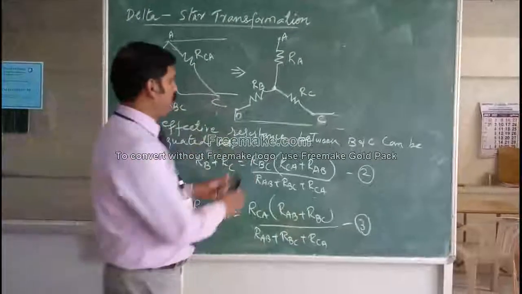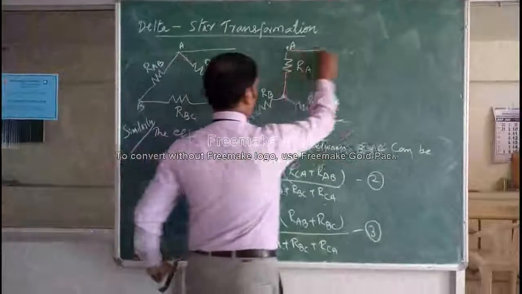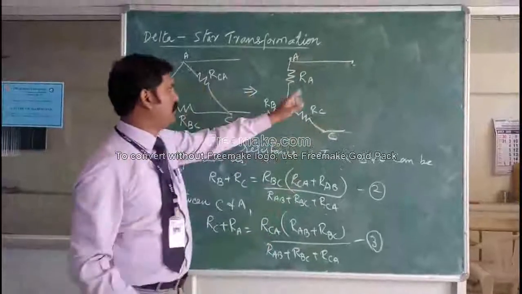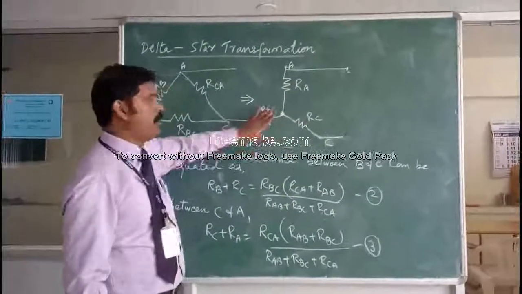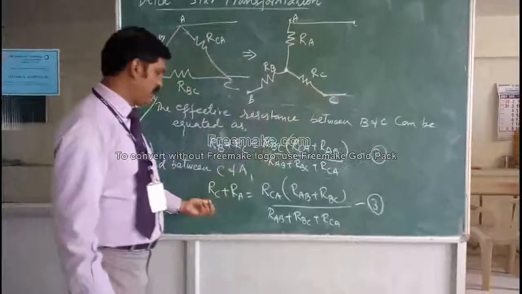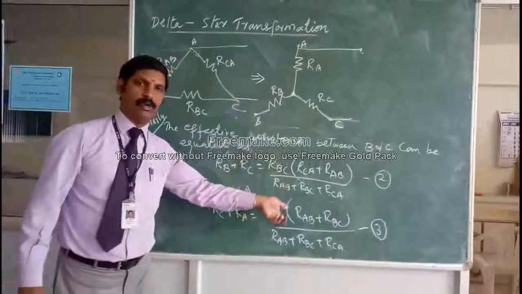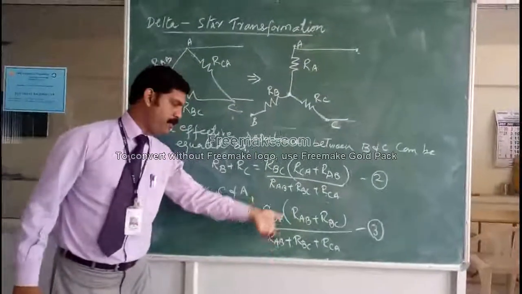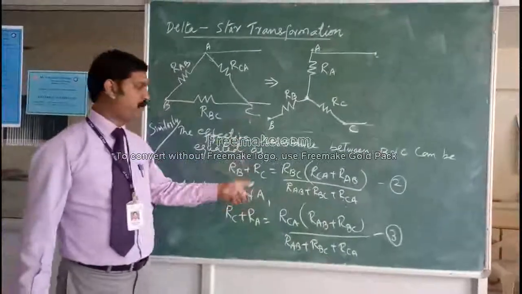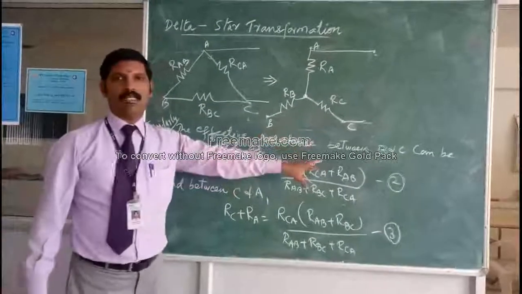In the same way, on the star side, if you want to find the effective resistance between A and C, you can ignore RB since it is open and no current will be flowing. Now you can see that it is RA plus RC. So the next equation we can form is: RC plus RA is equal to RCA into RAB plus RBC divided by RAB plus RBC plus RCA. Using these three equations, we are now going to find the values of RA, RB and RC separately in terms of the delta values.